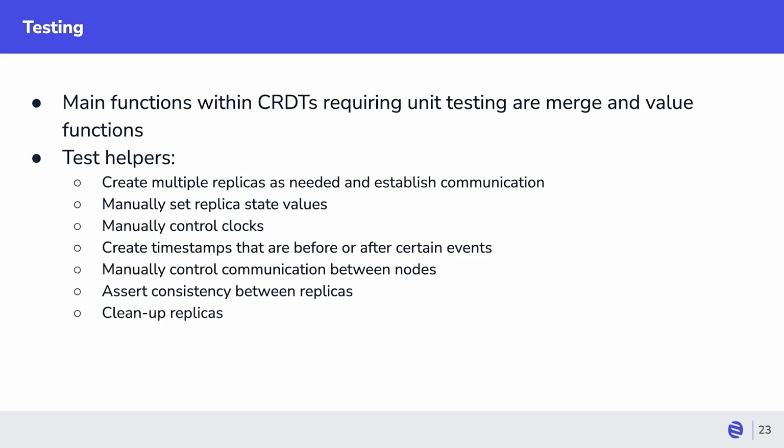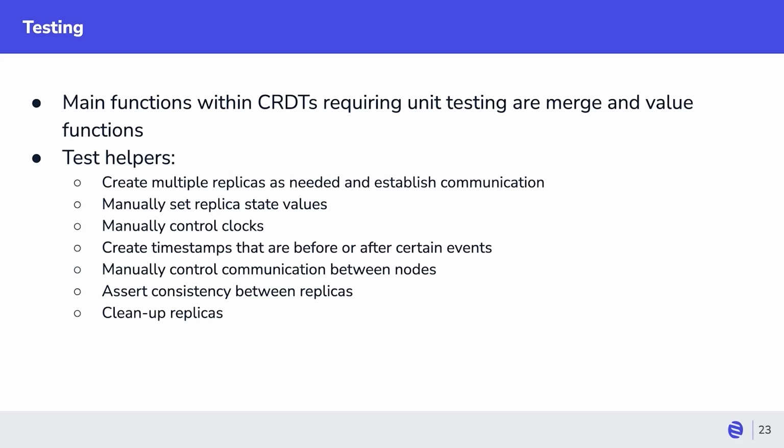On the integration testing side, as you can imagine, there are a lot of moving parts. Integration testing is a little bit more difficult, but we wrote several utility functions that helped us build the integration tests a little bit easier and faster. For example, there are functions that can create multiple replicas and establish communication between them. We have functions that allow you to set the values for the replicas directly, if you want to test that, before or after a sync, the value of a replica is what it should be.